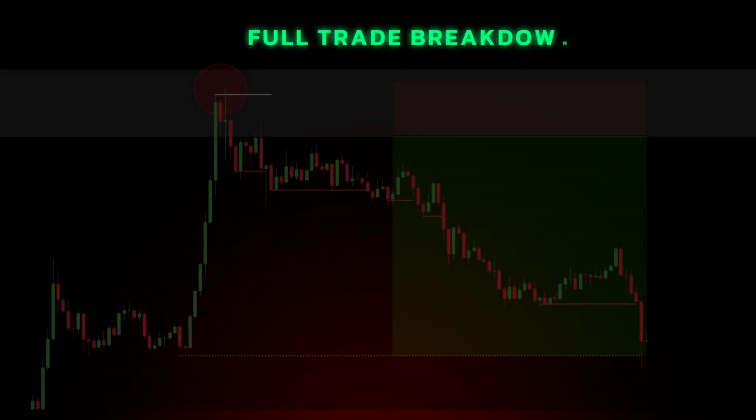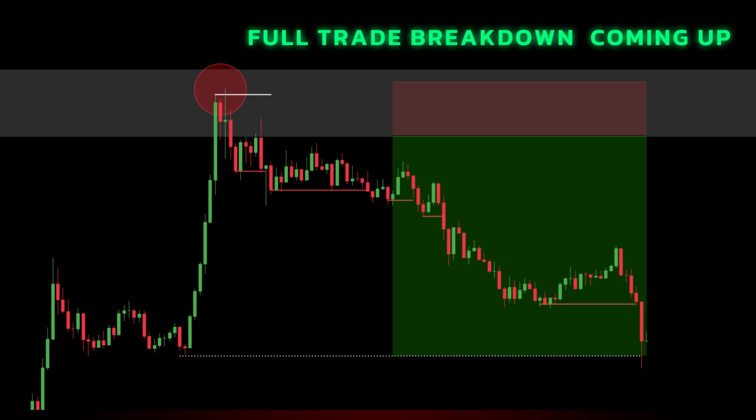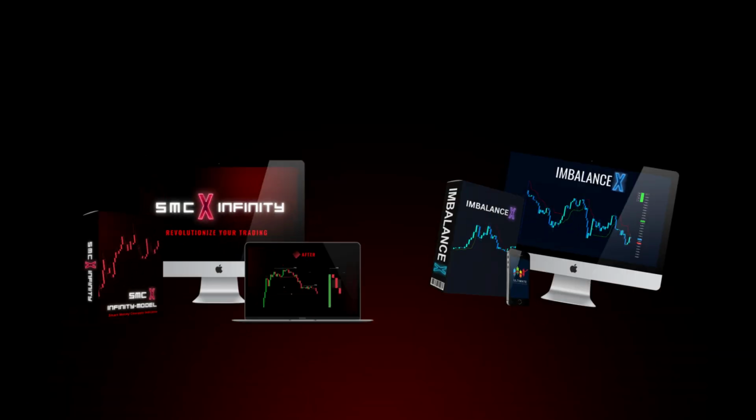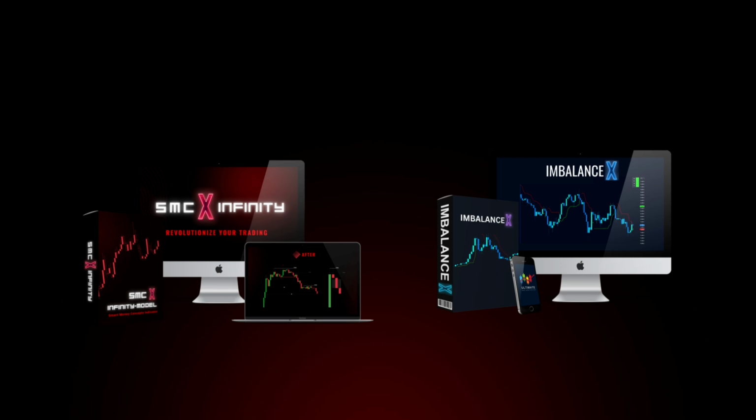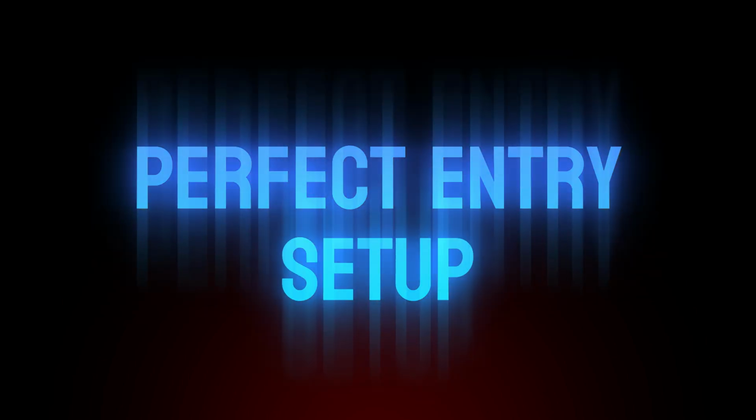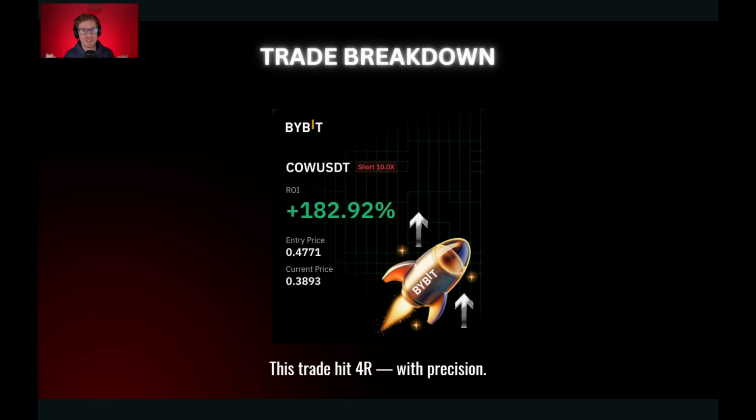Here's a trade I took just a few days ago using this exact concept. Using my SMC indicator and my Imbalance X indicator, it highlighted these levels automatically and was able to present to me a perfect entry setup at this zone. So let us now dive onto the charts so I can break down this trade for you and show you exactly how you can use fair value gaps to your advantage.